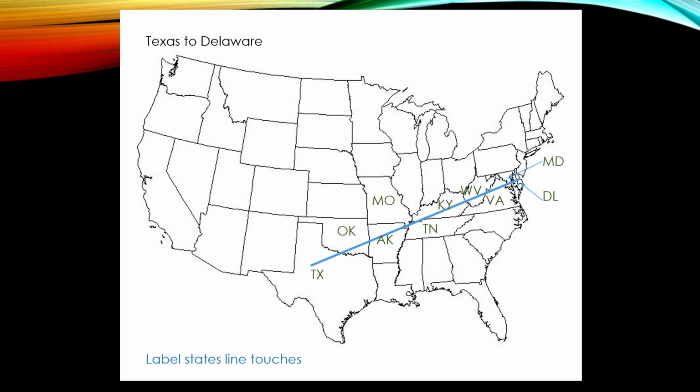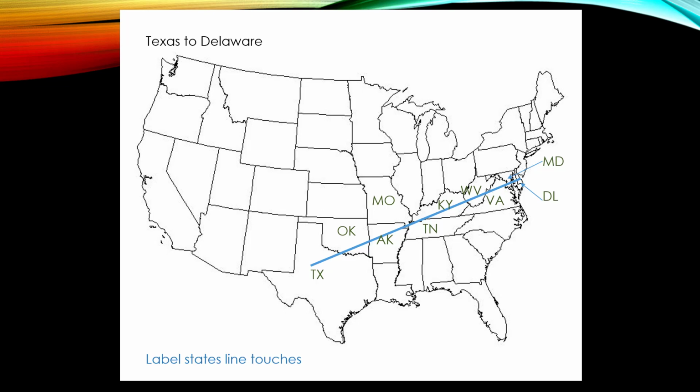There are a million ways to misspell Tennessee, for example. It doesn't matter which one you use. If I can tell that you meant Tennessee, that's going to be fine. Spelling does not count. It's very important that you label all of the states that your line touches.